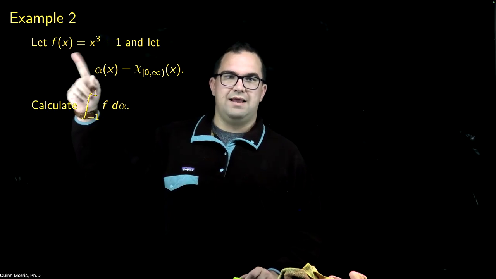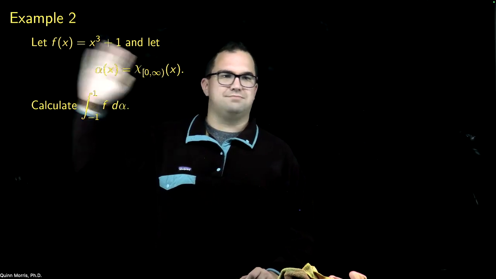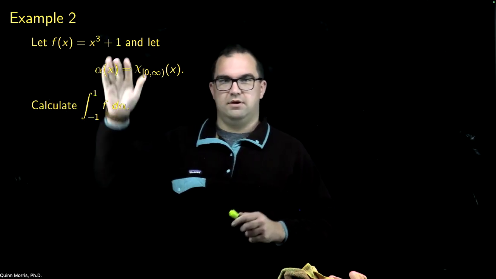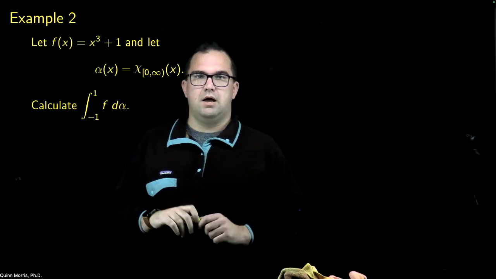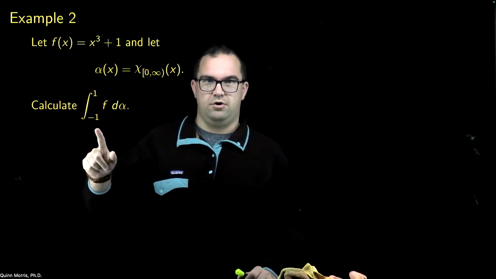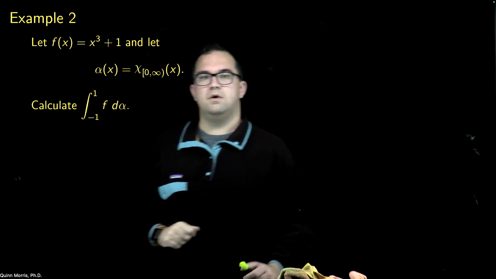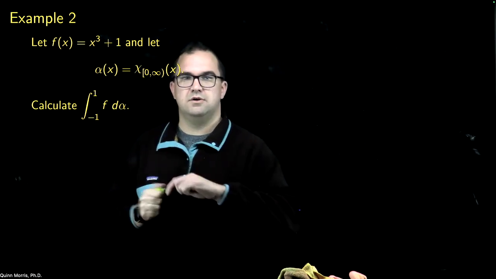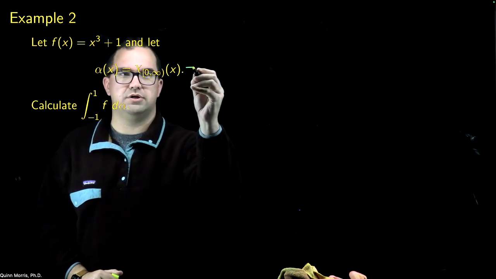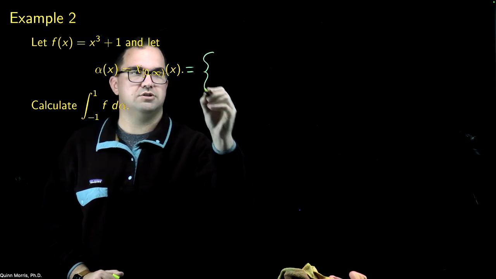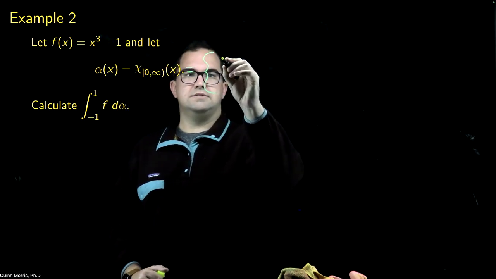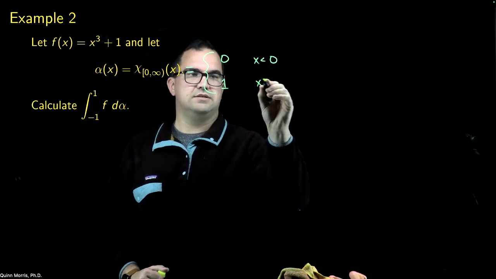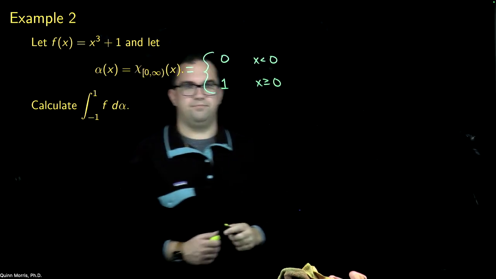Just to recall, let f of x be this function, or just let f be any bounded function, okay? But here's one particular example. And when I say bounded, I mean bounded on -1 to 1. If I look at this, just recall that this function is really just the function which is 0 when x is less than 0 and 1 when x is greater than or equal to 0.